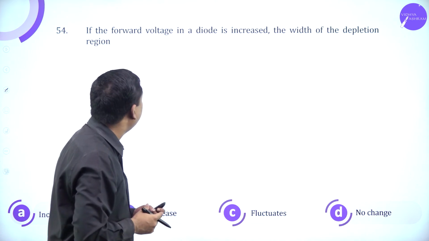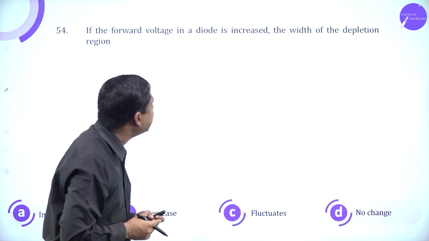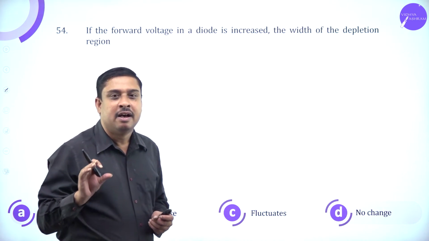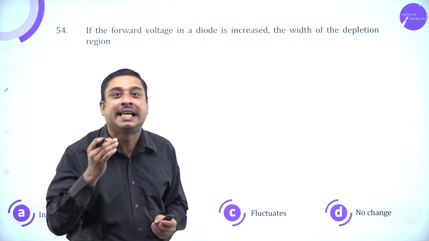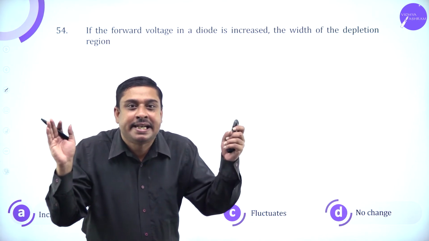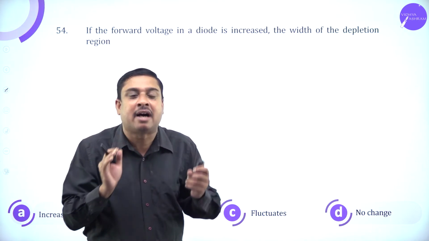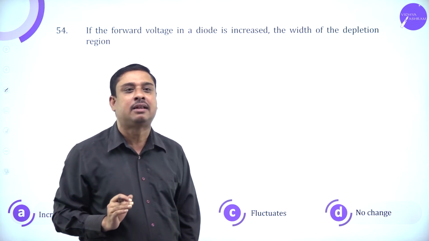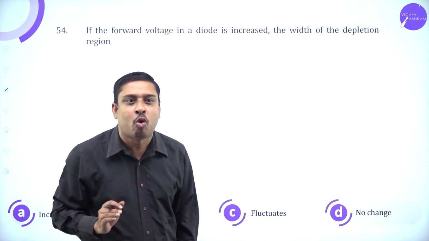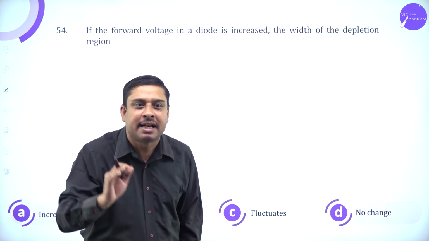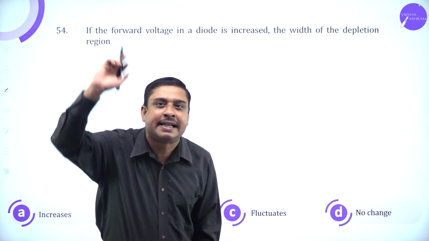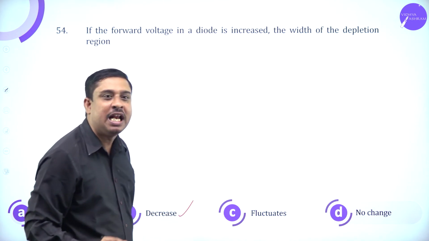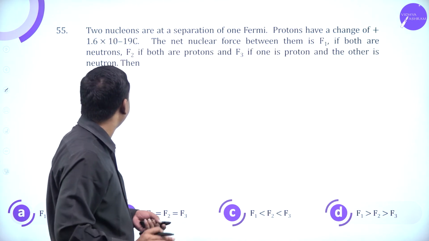If the forward voltage in a diode is increased, width of the depletion region? As the bias voltage increases, the depletion region keeps decreasing, the potential barrier reduces. For one particular voltage, the depletion region breaks down, current increases, so the depletion region will decrease.